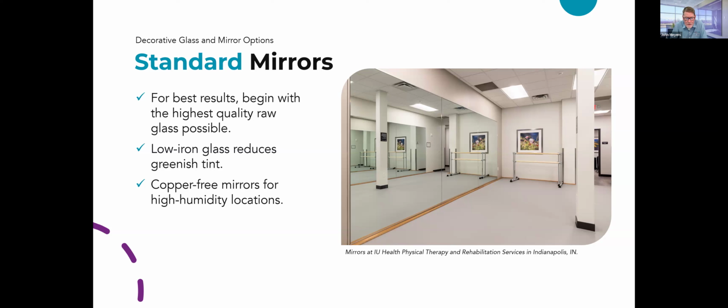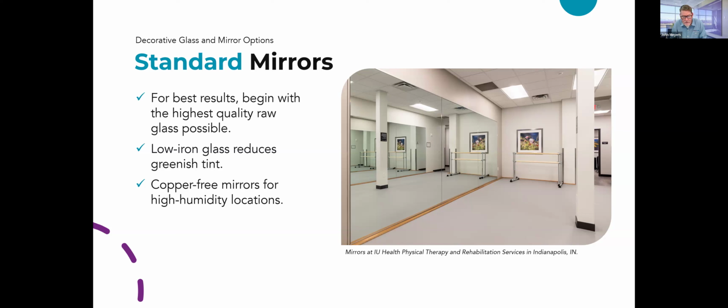And then for even more clarity, low iron mirrors are available. These reduce the greenish tint in the substrate, which makes for an even brighter reflection. What the glass manufacturers do is, that's why it's called low iron, they remove iron as part of the ingredients, as well as tweak some other things. But the iron is the main ingredient they remove, and that gives it the really clear look.